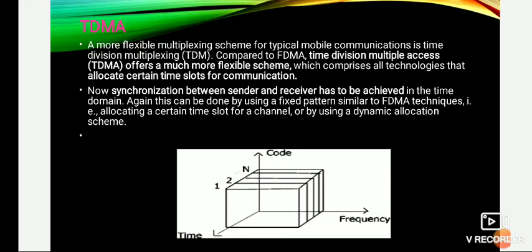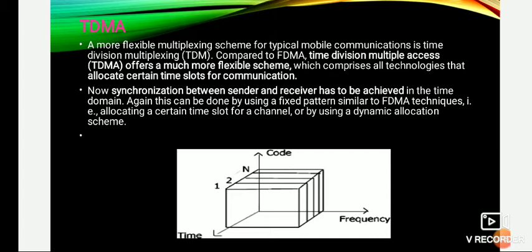Let us see something about TDMA, that is time division multiple access. A more flexible multiplexing scheme for typical mobile communication is time division multiplexing, that is TDM. Compared to frequency division multiple access, FDMA, time division multiple access, TDMA, offers a much more flexible scheme which comprises all the technologies that allocate certain time slots for the communication.